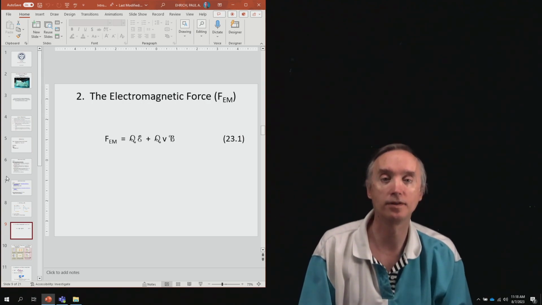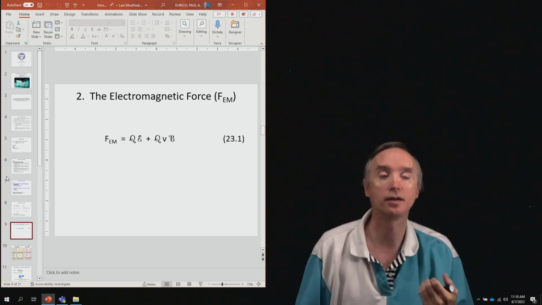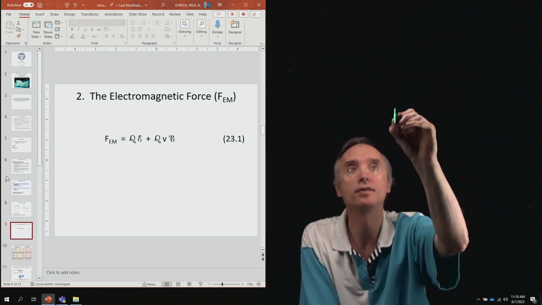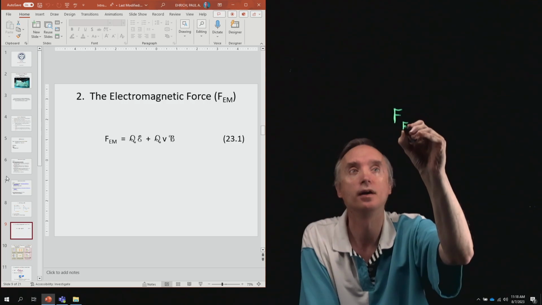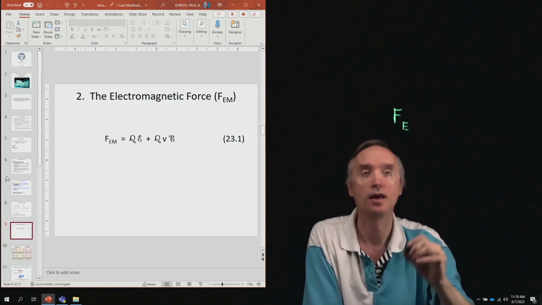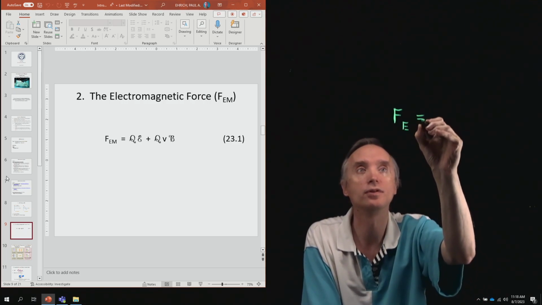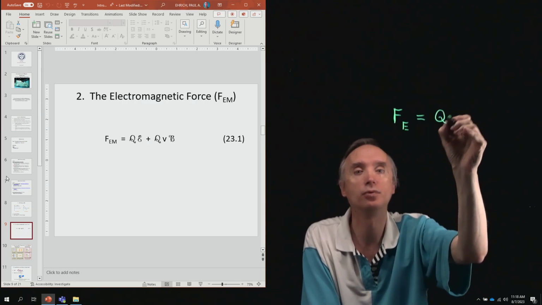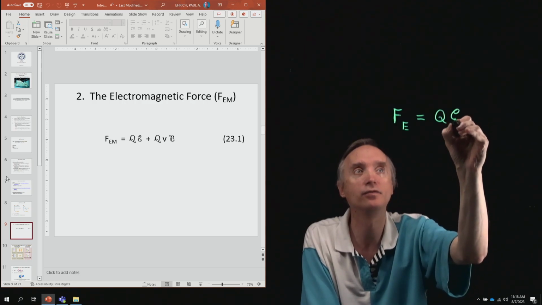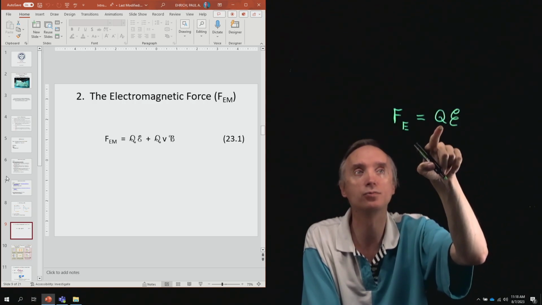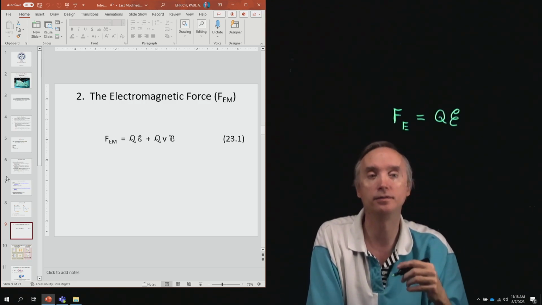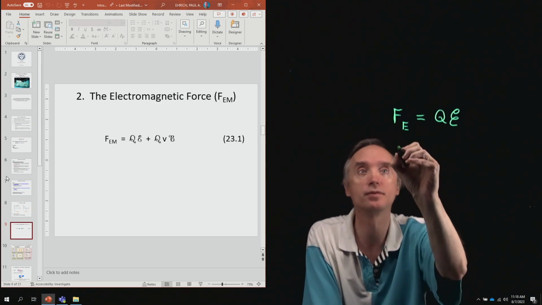All right, so let's talk about the electromagnetic force. And earlier, in one of our early lessons, we talked about the force of electrostatics, and it was going to be equal to a charge Q, and then when you put it into an electric field, this charge would experience the electric force. And then last time we talked about the force of magnetism.